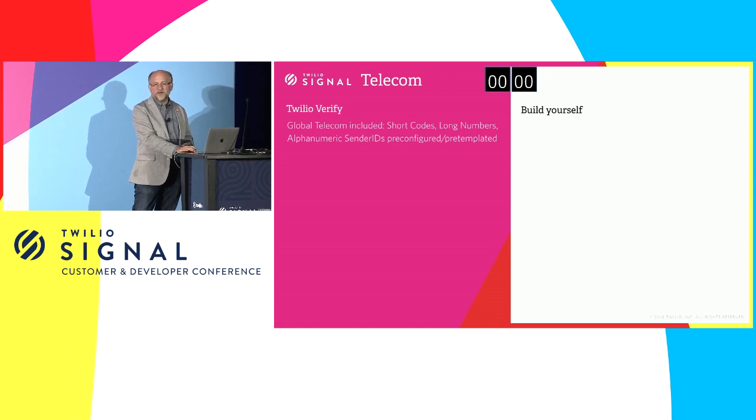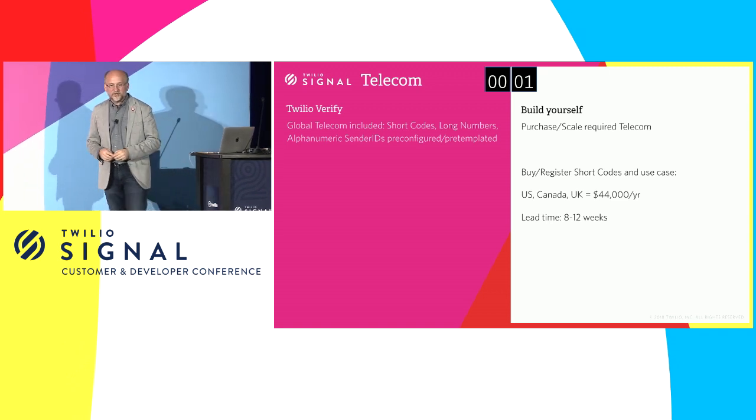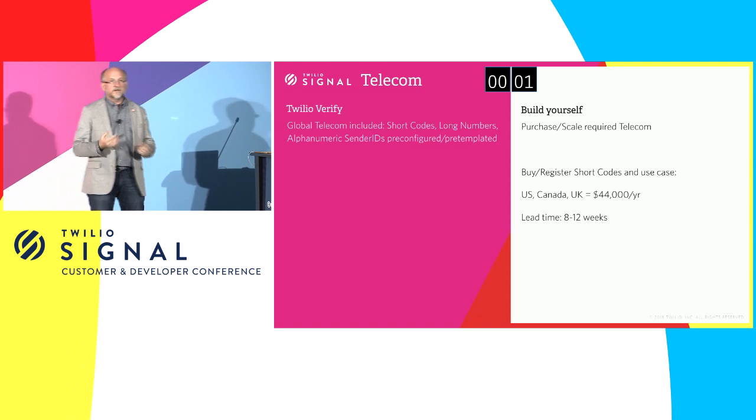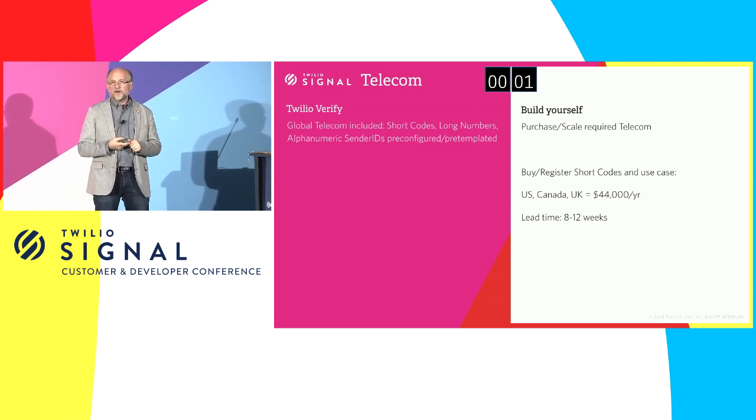You get that for free with Twilio, so the score is 0 on the left-hand side. On the right-hand side, you're going to need to go and purchase and scale your required telecom to get the shortcodes that you need. Now, let's just talk about what's been going on in the market.